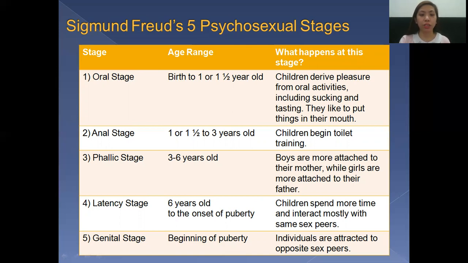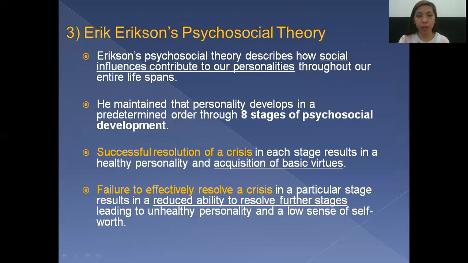The last stage is the genital stage. The conflict in this stage is building sexual relationship with a partner. Individuals are attracted to opposite sex peers. Fixation in this stage results in guilt feelings about sexuality, feelings of inadequacy, having poor sexual relationships, and feeling anxious regarding the opposite sex. Next, we have Erikson's psychosocial theory.